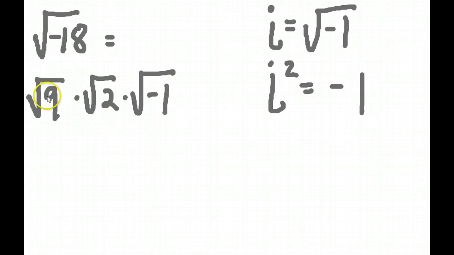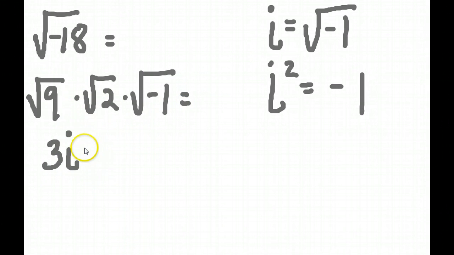So now we can look at this and what can we pull out from underneath the radical? Square root of 9, so that's 3, because 3 times 3 is 9. And square root of negative 1, well, that's i, so we have 3i.